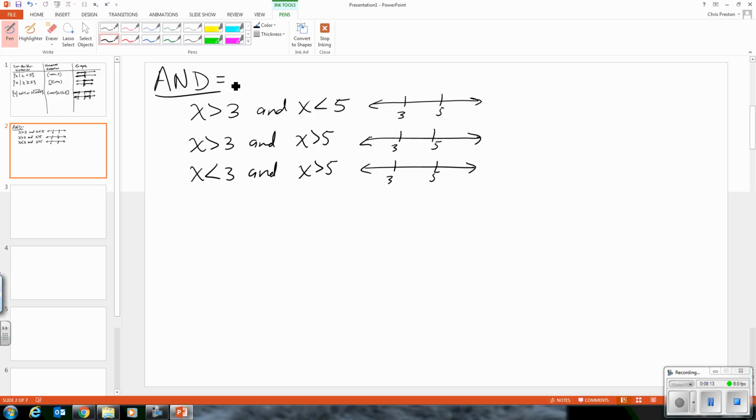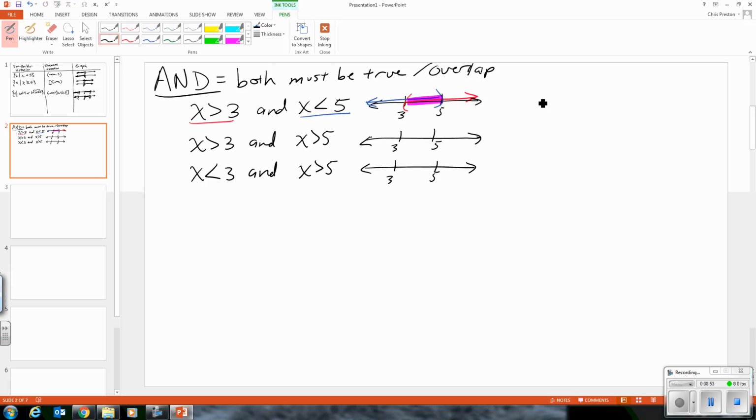So when we talk about and, what that means is both must be true. So on the number line, what that means is where the two things overlap. So if I say I want x is greater than 3, that's that way, right? And I say, well, x is less than 5, I'll go that way. What I want to know is where they're both at. Where is x bigger than 3 and also less than 5? And what I see is it's in this middle area here.